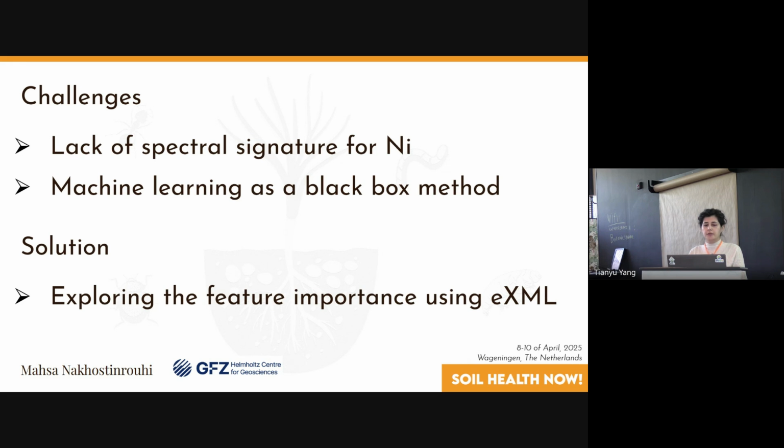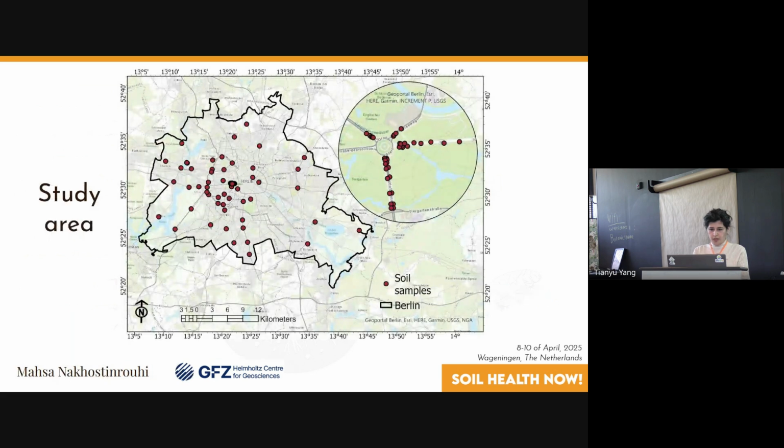So the solution used for these challenges in this study was exploring the feature importance regarding the prediction of nickel based on explainable machine learning methods. We chose Berlin as our study area, and you can see the distribution of the 89 soil samples all over that, mostly in the vicinity of the transportation regions.